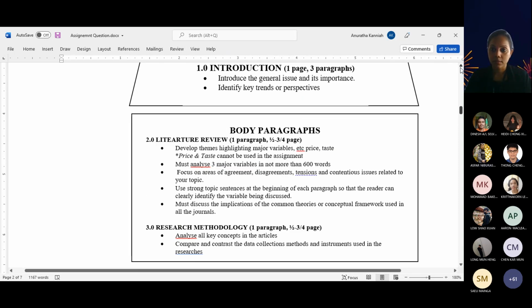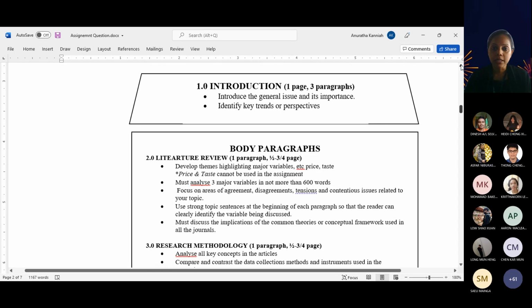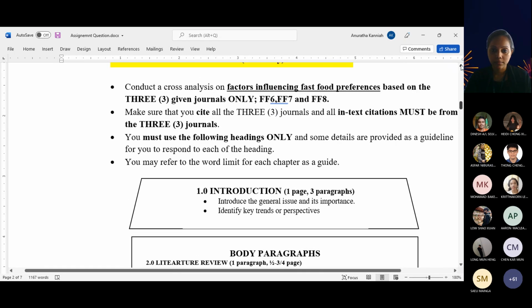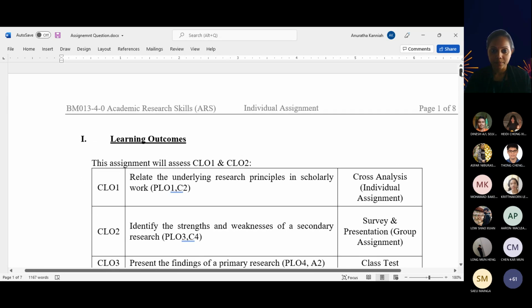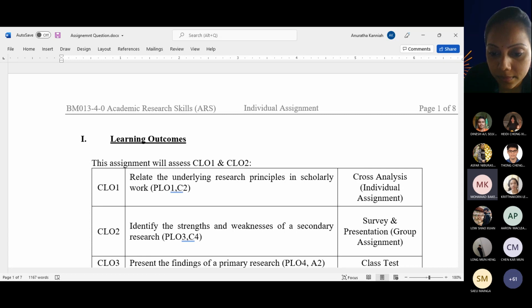Yeah, clear, Miss. Any questions? Miss, when will the journals that we have to summarize be released? Next week, in the tutorial. All right, thank you very much. You'll get your journals next week.